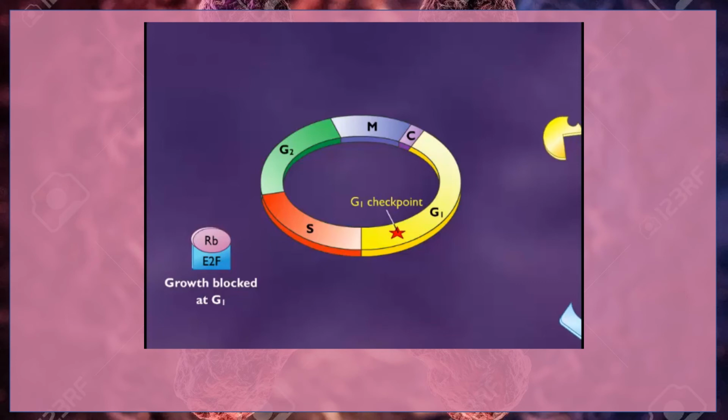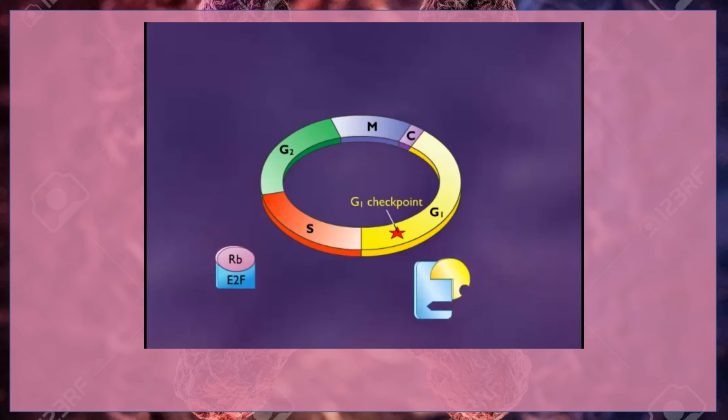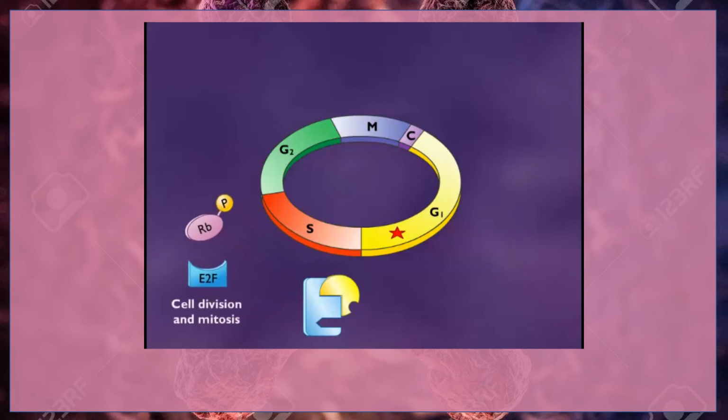The G1 checkpoint is passed when special cell cycle proteins cyclin and CDK work together to free E2F from RB. The released transcription factor then activates genes that start the cell on the path to cell division. Mutated forms of RB may not bind to E2F, allowing E2F to act without control to promote cell division.